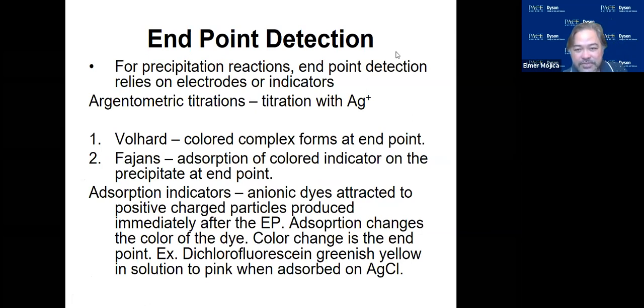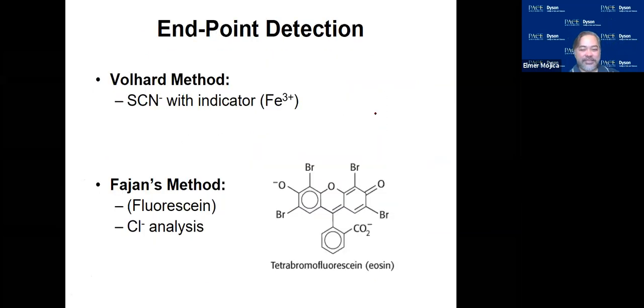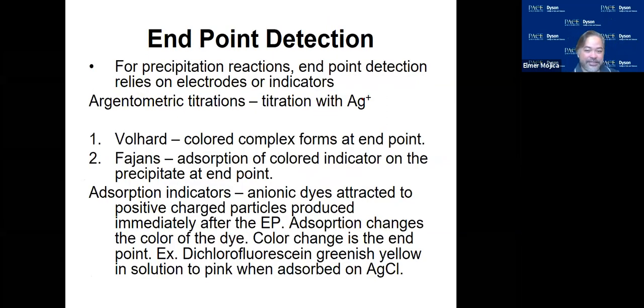Now, as I have told you, what we have discussed is all about Argentometric titration. And in an Argentometric titration, you titrate with silver ion. So silver is always the one in your titrant. Okay, and endpoint detection relies on either electrodes or an indicator. There are several types of Argentometric titration. One we have is the Bonehart, and the other is the Fajans.